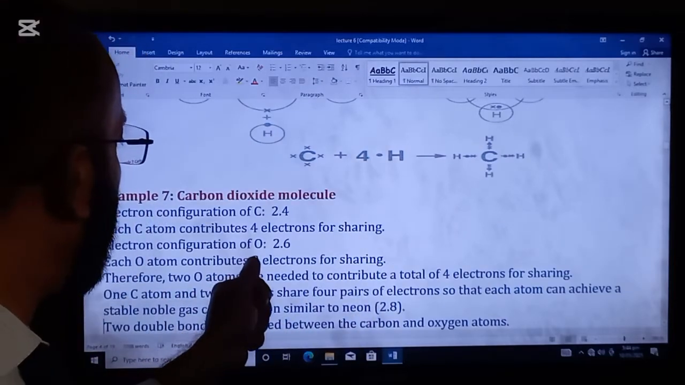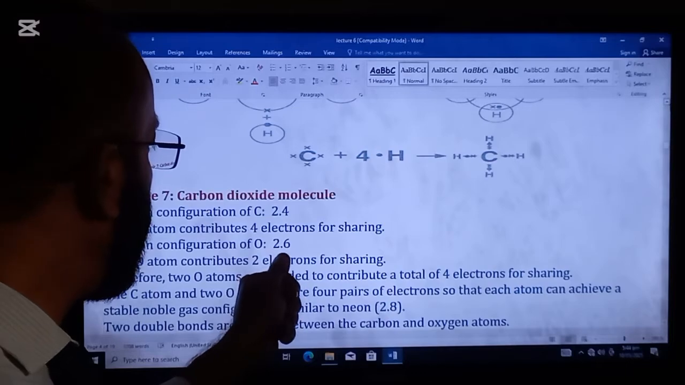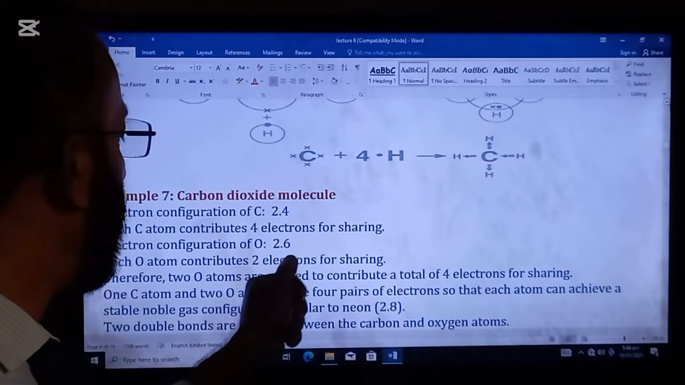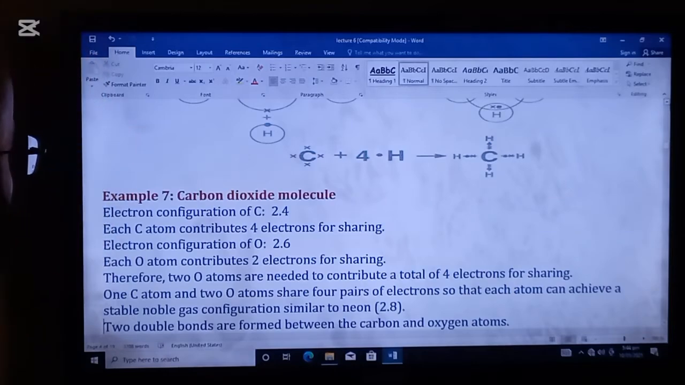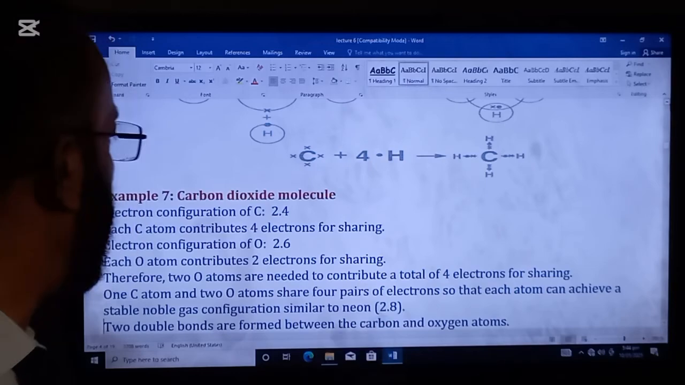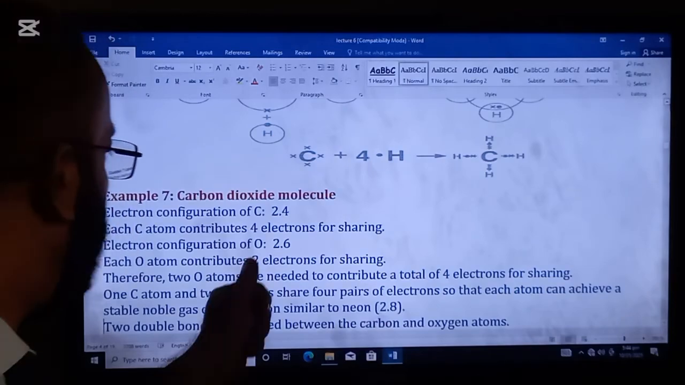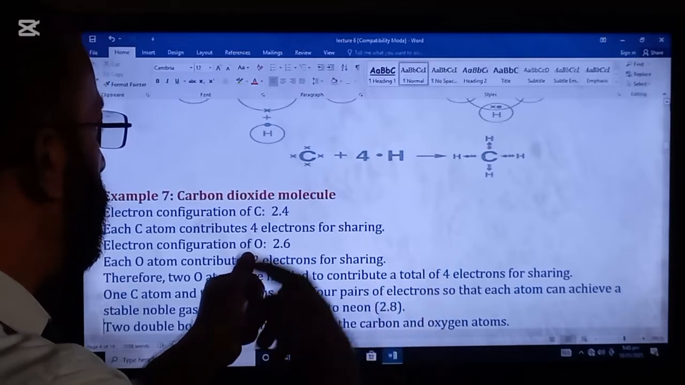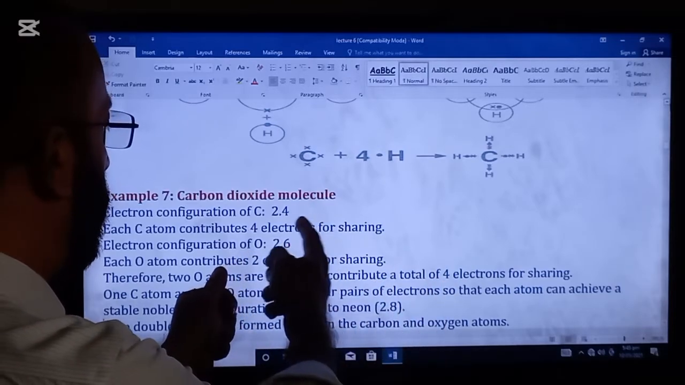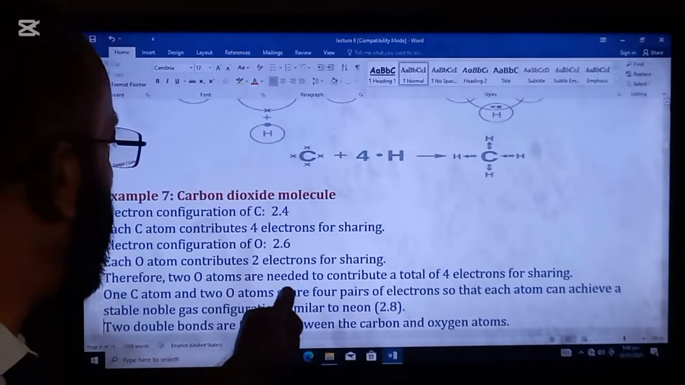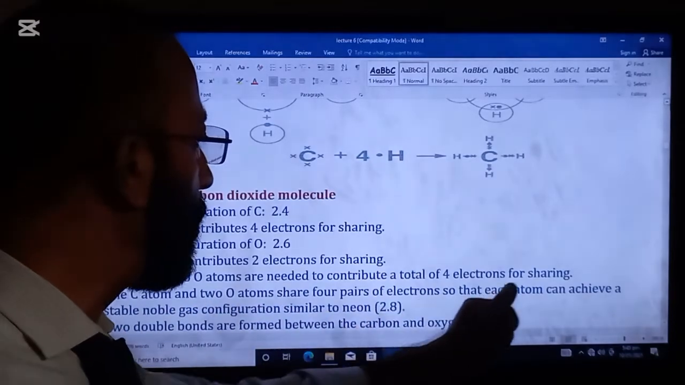Electron configuration of oxygen is 2,6. From here we can see the oxygen atom requires 2 electrons to achieve noble gas configuration. Each oxygen atom contributes 2 electrons for sharing. And from here we can see 2 oxygen atoms are required to share 4 electrons with the carbon atom. Therefore, 2 oxygen atoms are needed to contribute a total of 4 electrons for sharing.